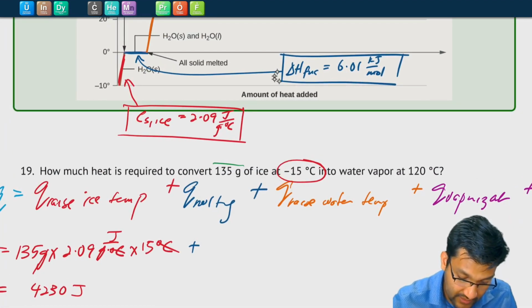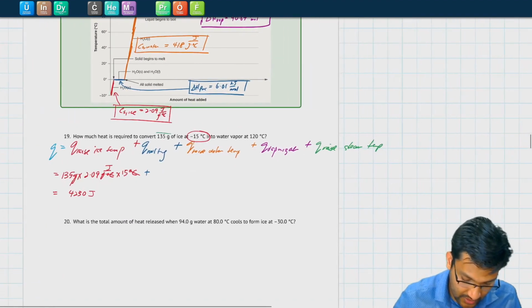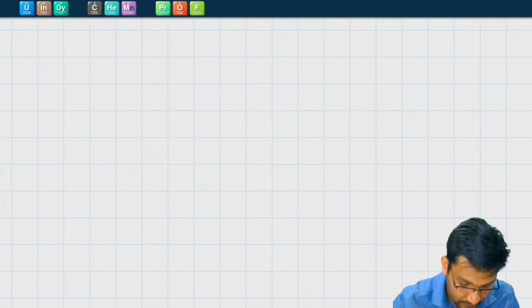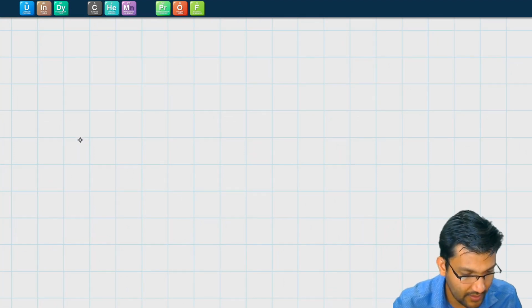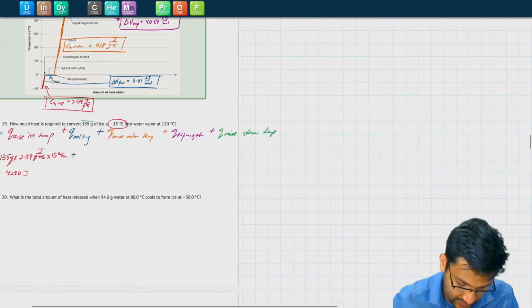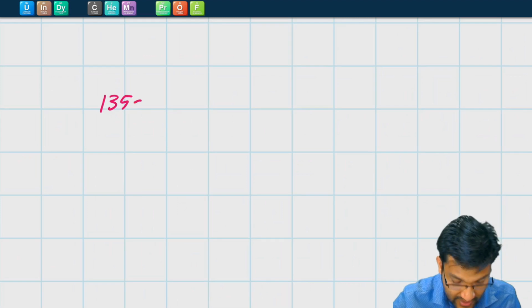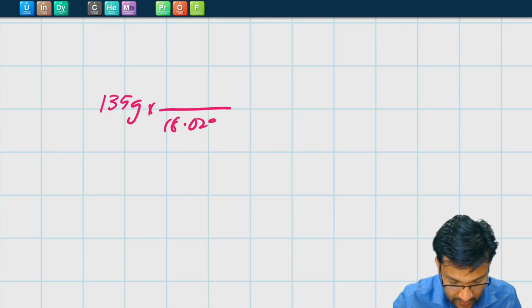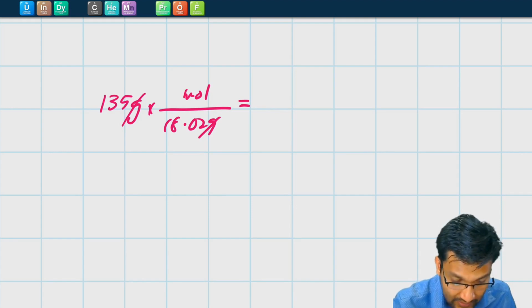Here we use the heat of fusion, which is 6.01 kilojoules per mole. So that means we need the number of moles. So let's calculate number of moles. What's the mass we're dealing with? 135 grams of water. 18.02 grams per mole is the molar mass. And so we're dealing with, I believe, 7.49 moles.